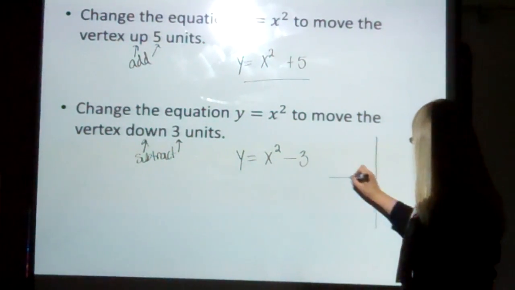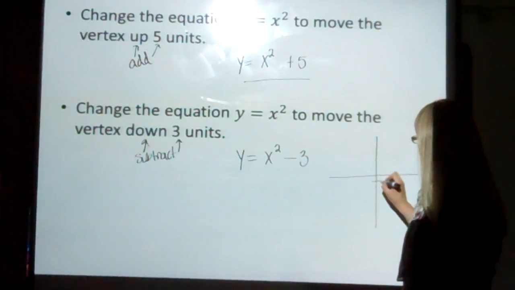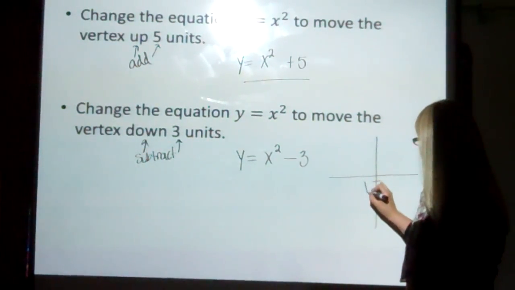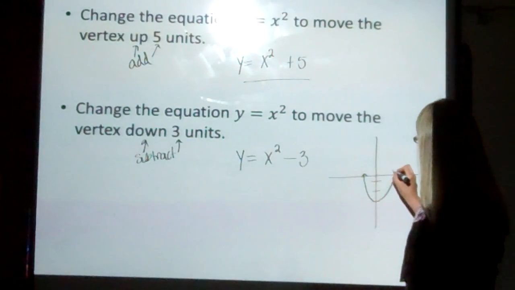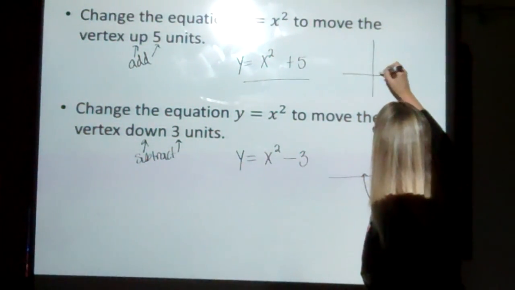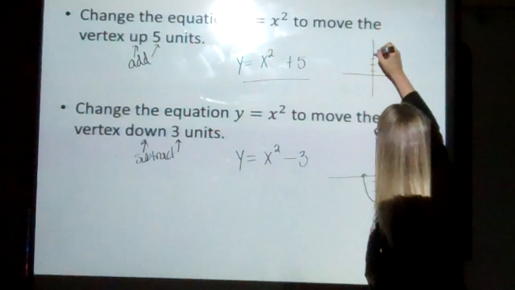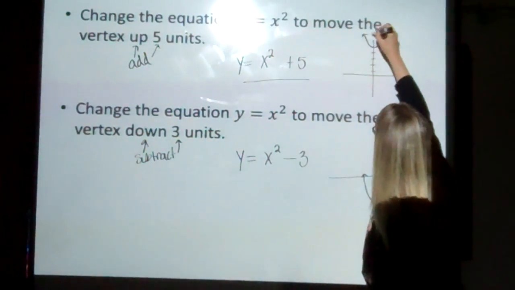When I talk about translate, I mean that you're going to take the parabola and move down 1, 2, 3 units, and then draw a U shape, because that's what a parabola looks like. When I'm talking about moving up, that means I'm going to go up 1, 2, 3, 4, 5 units, and draw my parabola up there.